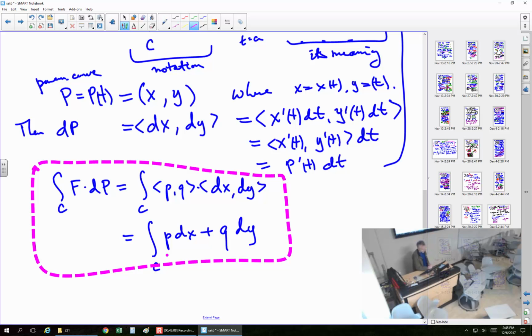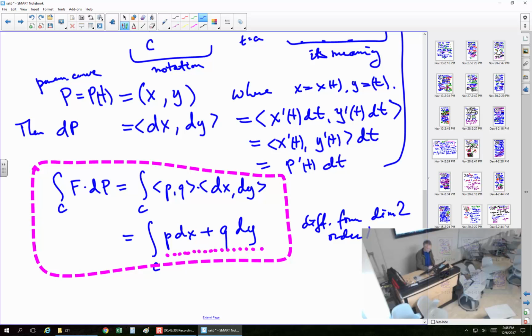So as I was just saying, whatever follows the integral sign is called a differential form. So it's a differential form of dimension 2, x and y, order 1, because there was only one of dx, dy.